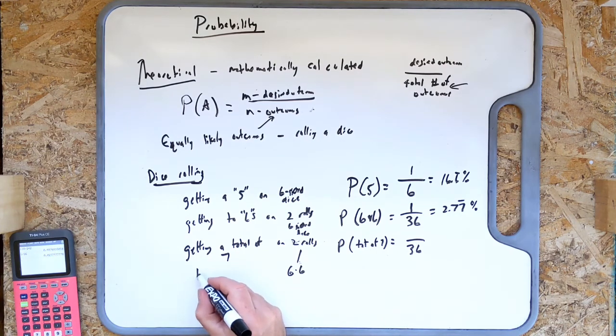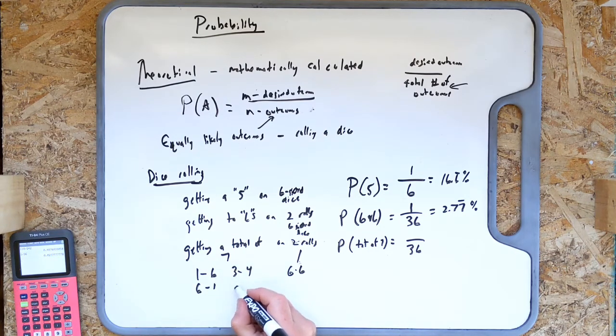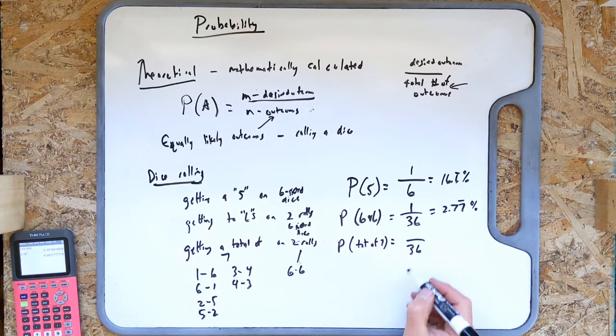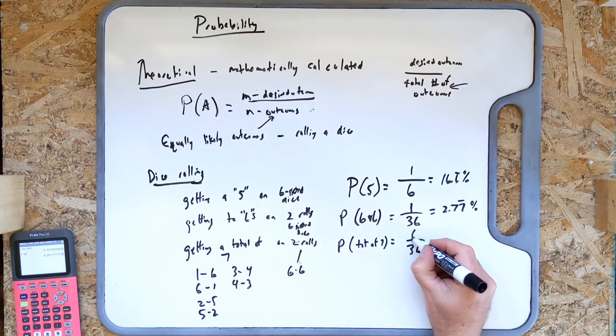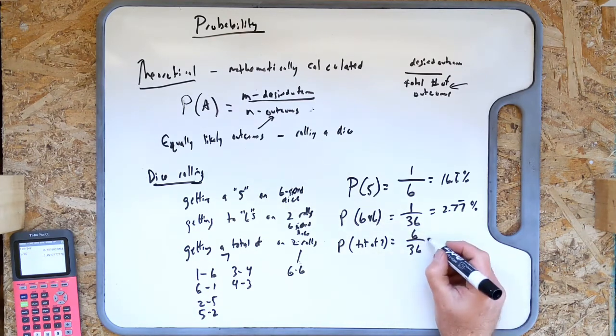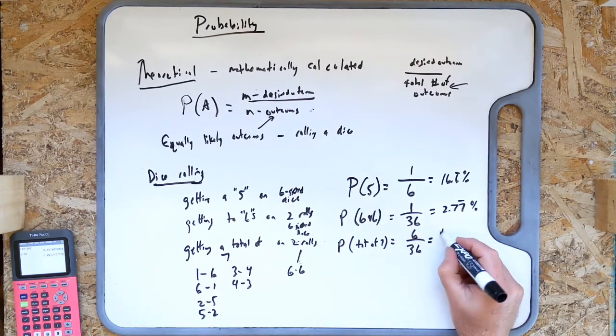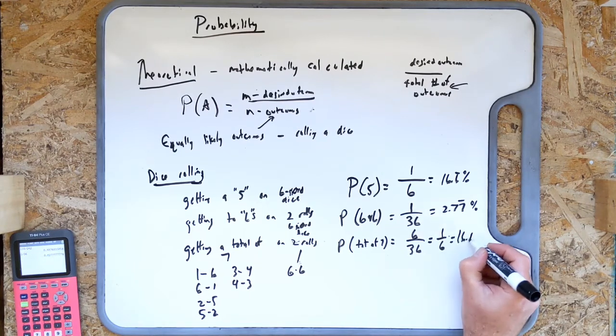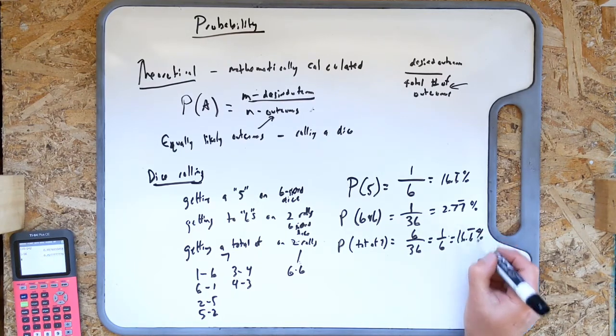You can get a 7 through a 1 and a 6. 1 the first time, 6 the second, or a 6 and a 1, or a 3 and a 4, or a 4 and a 3, or a 2 and a 5, or a 5 and a 2. Those are the 6 out of the 36 possible rolls you could get, which would give you a total of 7. So there's 6 different ways to do that. So 6/36 is 1/6, or 16.6 repeated percent chance of rolling a 7.